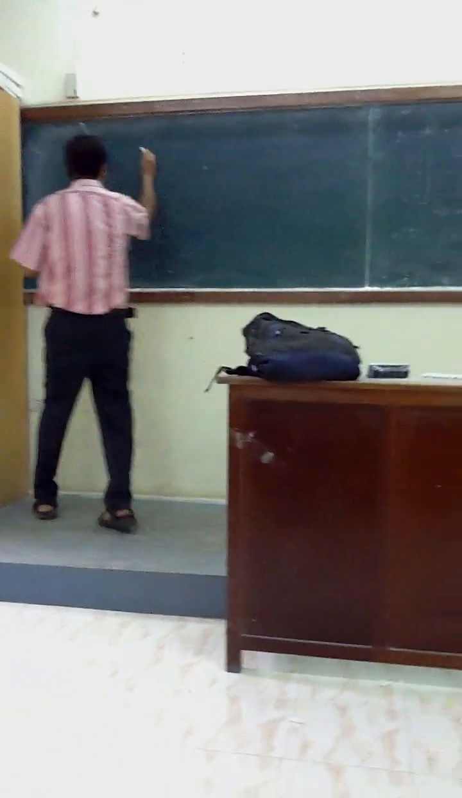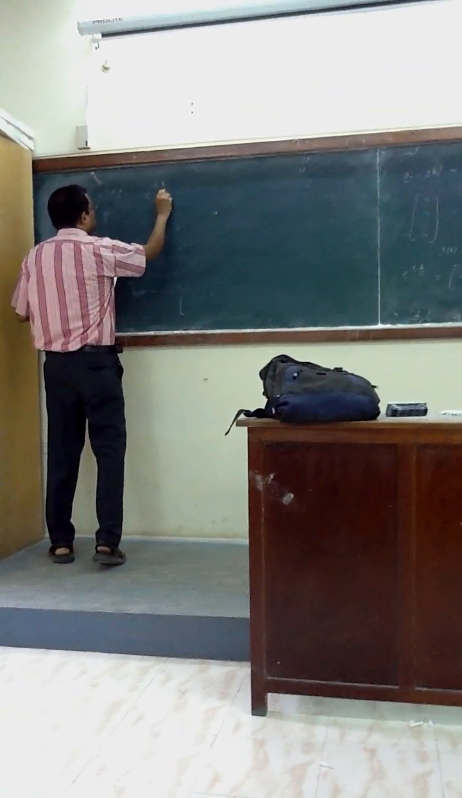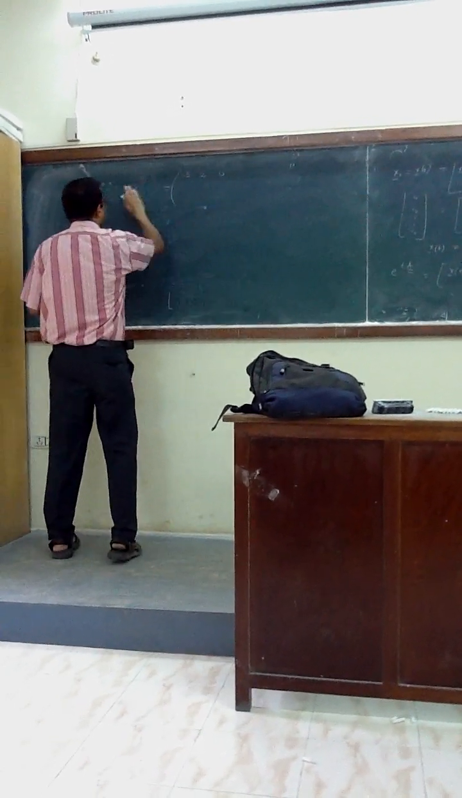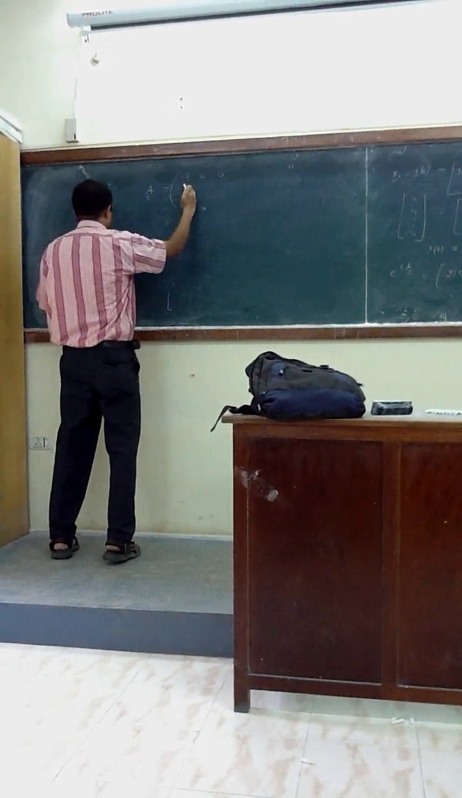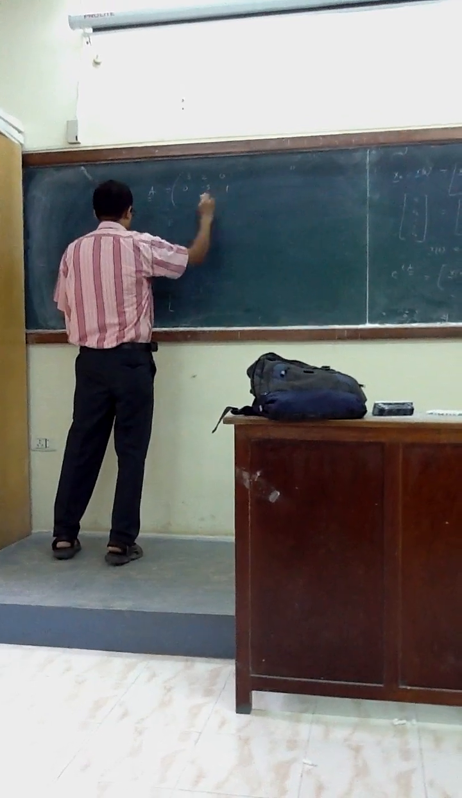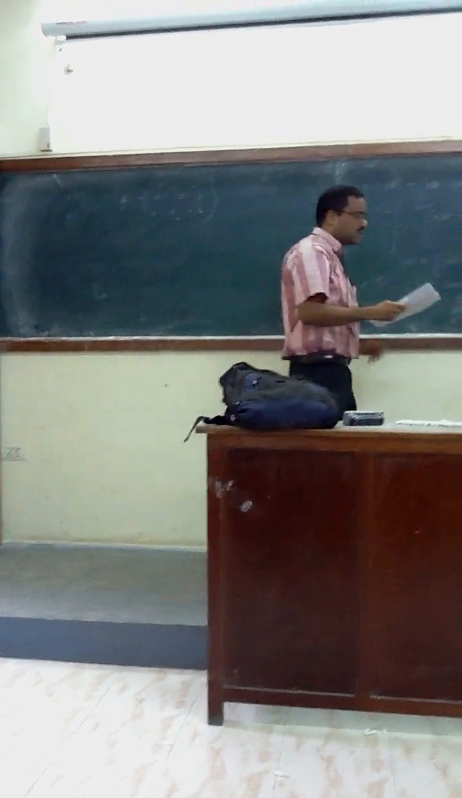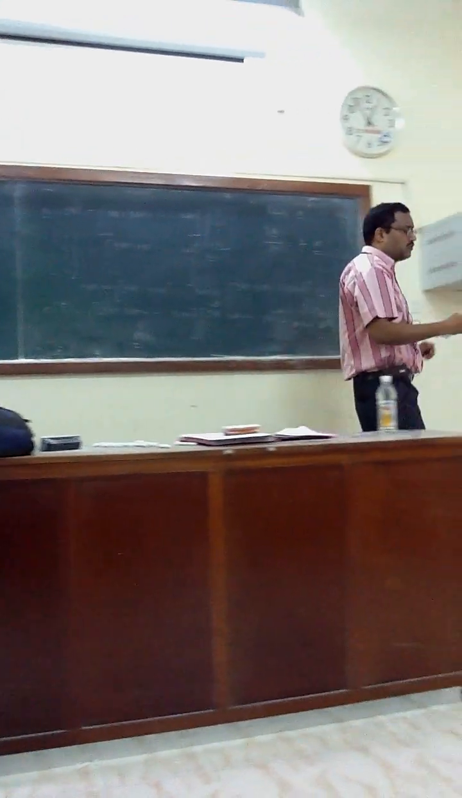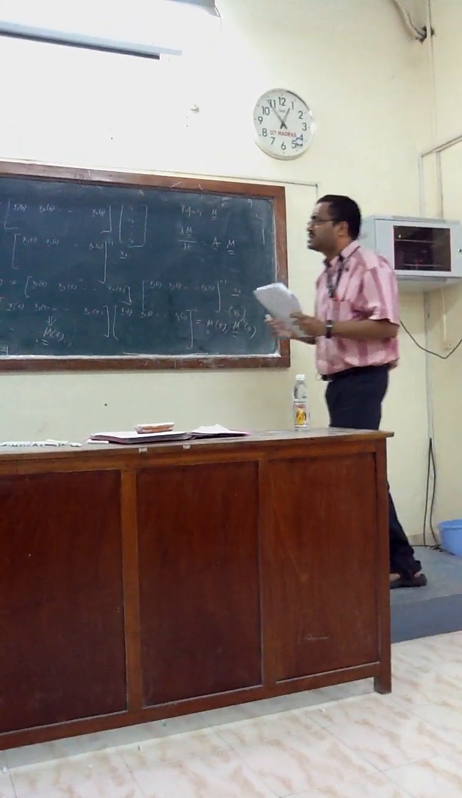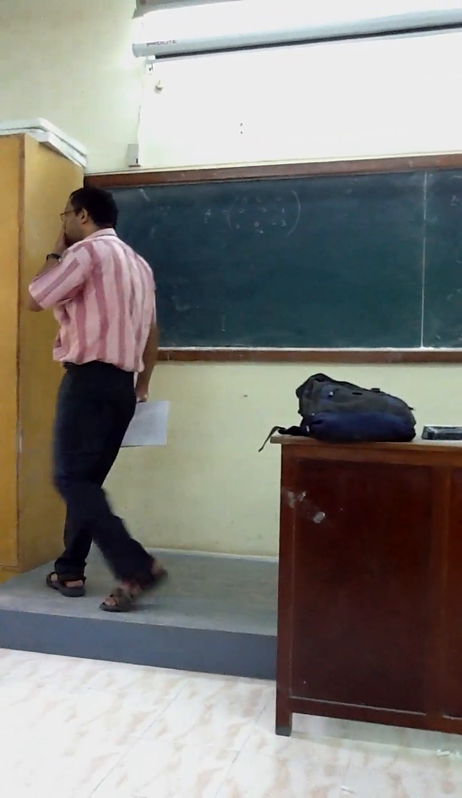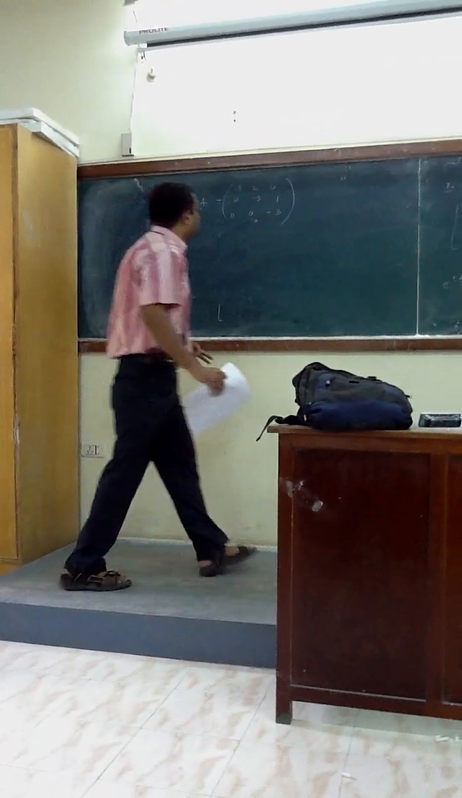Find e to the power tA. Matrix A is given as [-3 2 0; 0 -3 1; 0 0 -3]. I am asking you to find out e to the power tA. This type of question will be coming in the second quiz.